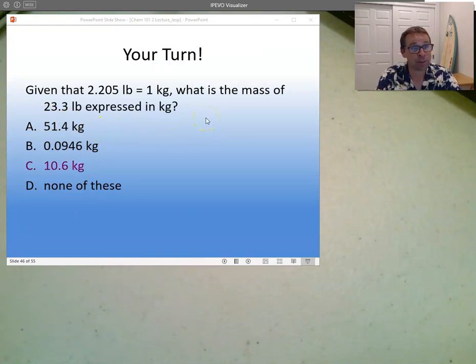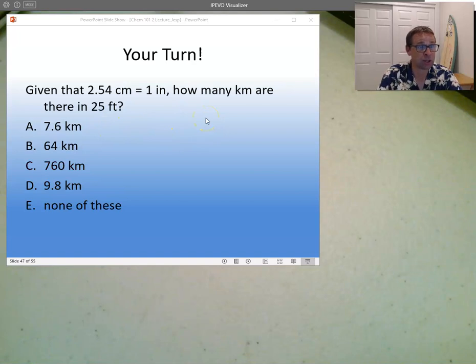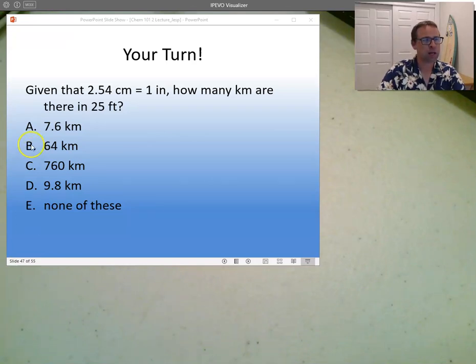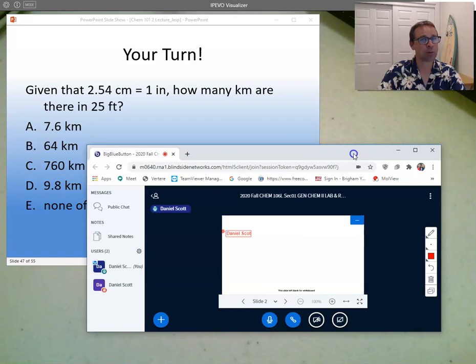And we're going to use dimensional analysis to answer this question here. If we have 2.54 centimeters in every inch, how many kilometers are there in 25 feet? All right? I'm going to see if you can try to do this one, all right?